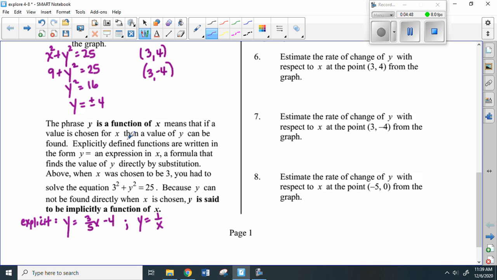Okay, but in the above problem, in order for us to find y, we had to actually move things and take square roots to get y by itself.